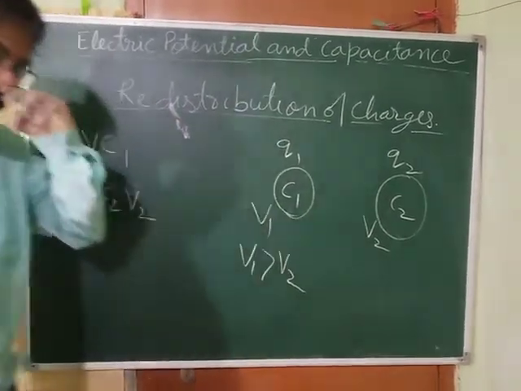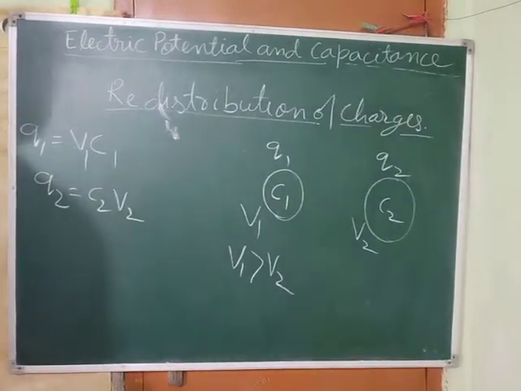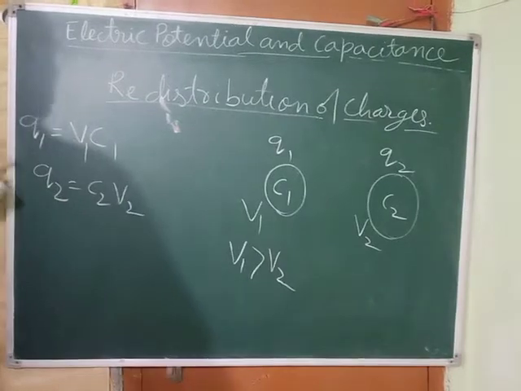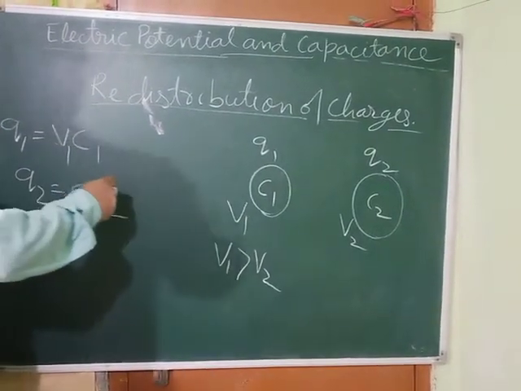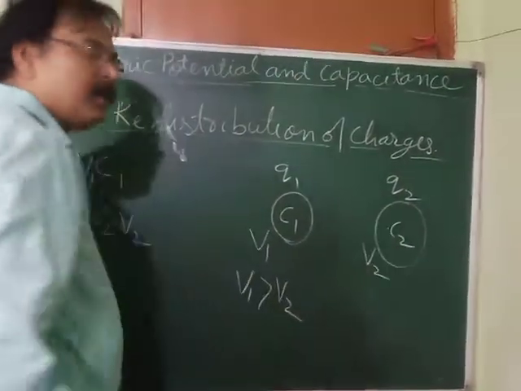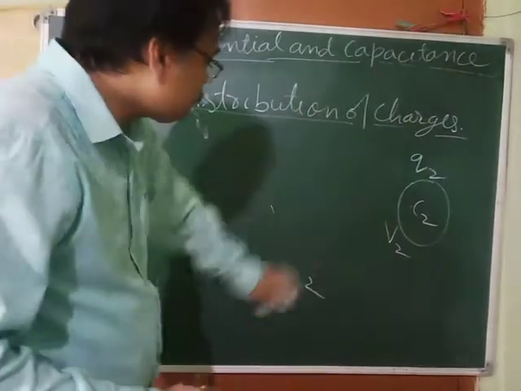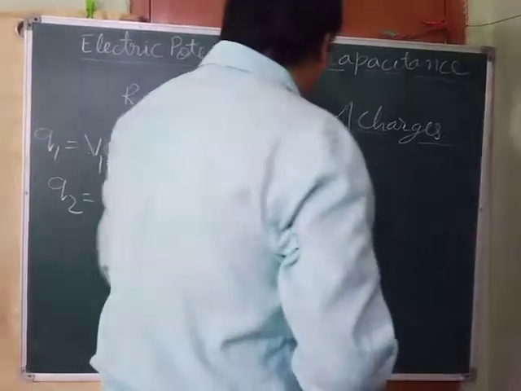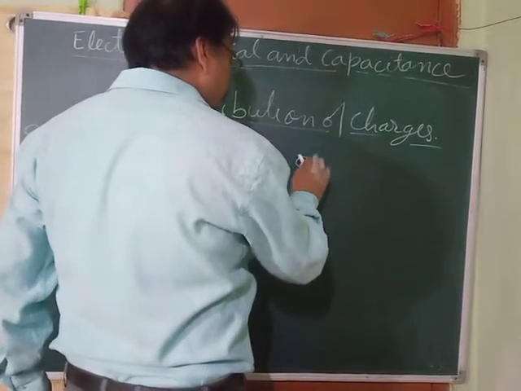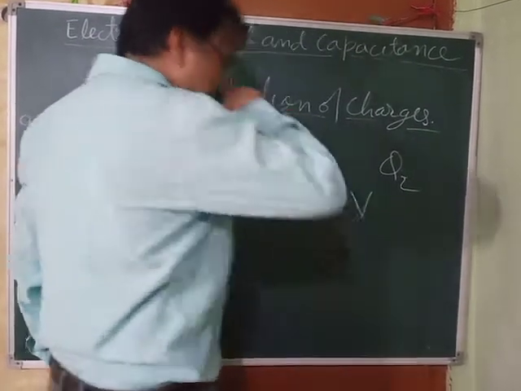Got it? Now see, how the charge is distributed, that we are going to discuss. For this, we have to see what the total charge is. So suppose these two are brought in contact. When they are brought in contact, there is a flow of charge, and after the flow of charge, both acquire the same potential. Suppose one has acquired charge capital Q1, another has acquired charge capital Q2, and both have acquired potential V.